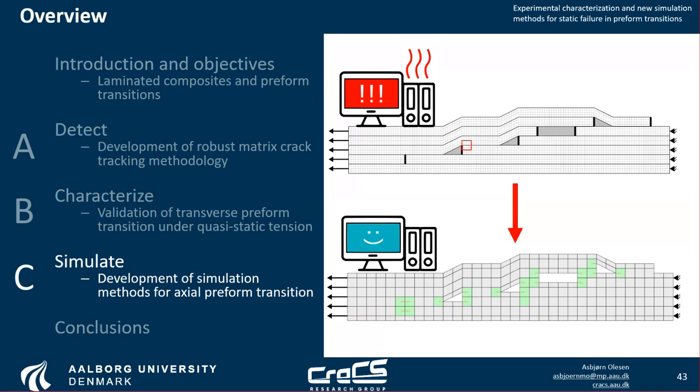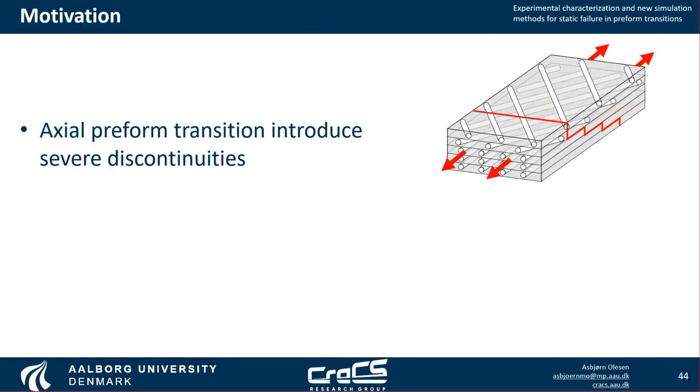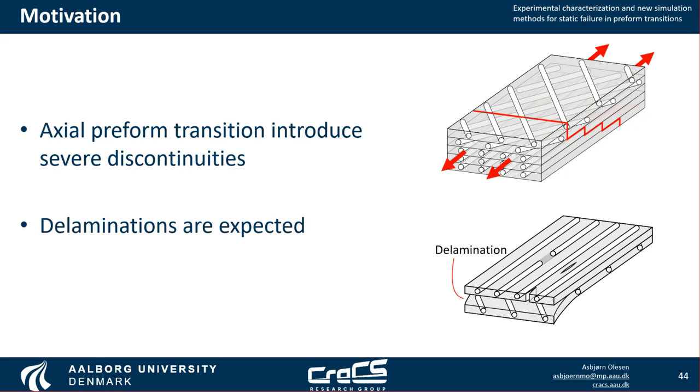So we now get into the prediction part of failure in laminates. The issue here is that we're now turning our attention to the actual preform transitions, where these are expected to be much more severe than the transverse preform transitions. The reason for this is that as part of the transition, we interrupt the continuous load-bearing fibers and thus introduce severe discontinuities, which might initiate delamination.